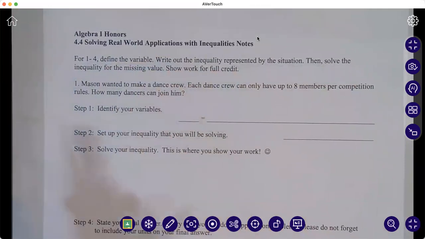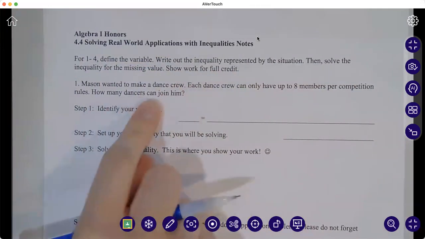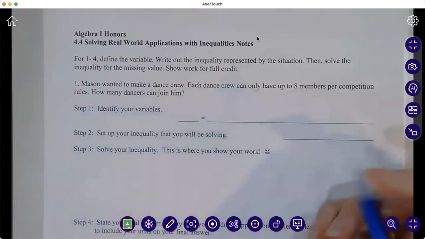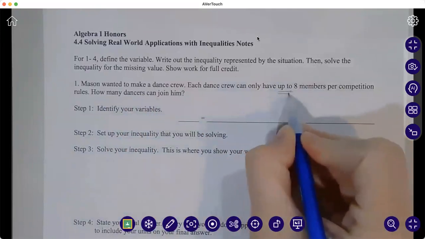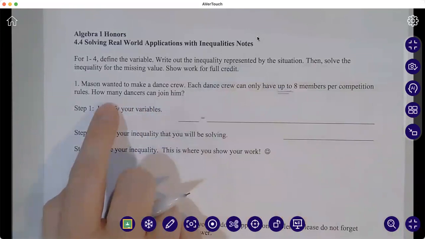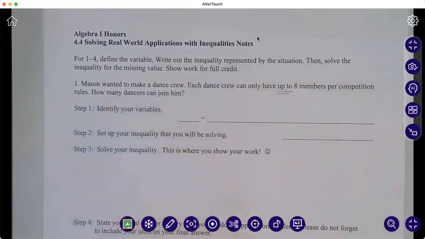So let's look at the first problem. Mason wanted to make a dance crew. Each dance crew can only have up to, and I'm going to underline that because that seems important, up to 8 members per competition rules. How many dancers can join him?